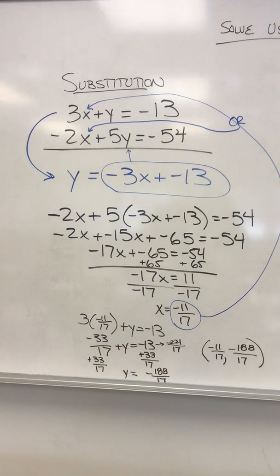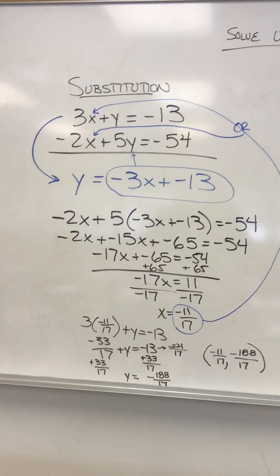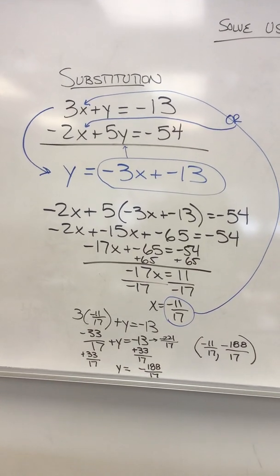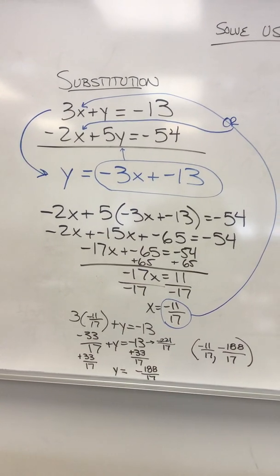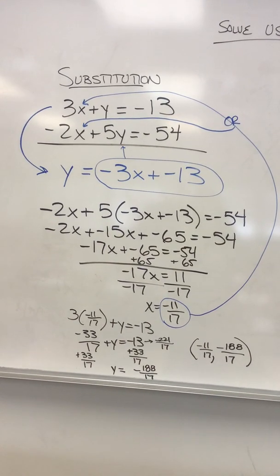So if you follow the blue arrow there down to the third line, we solved 3x plus y equals negative 13. We solved it for y by subtracting 3x from both sides. So we have y equals negative 3x plus negative 13.